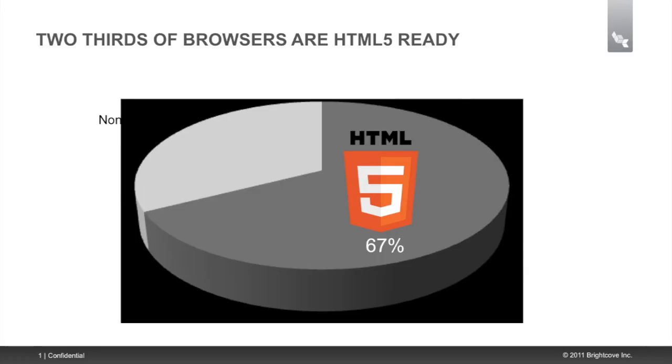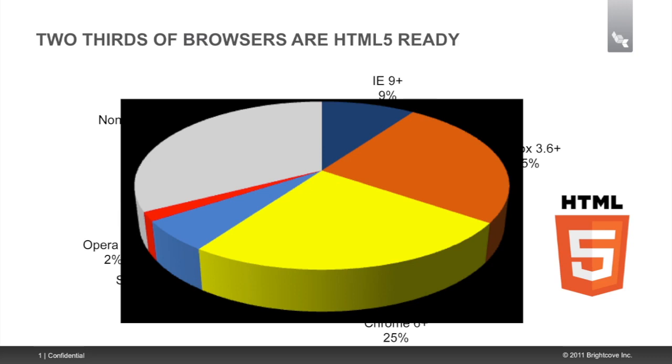So today, 2/3 of the browsers on the internet actually have HTML5 support. So what are these browsers? If we take a look, you'll see that IE9 Plus started HTML5 support. You'll have Firefox 3.6 Plus, Chrome 6 Plus, Safari 4 Plus, and Opera 10 Plus. So these are the browsers that currently support HTML5 video. Although what you'll see moving forward is that none of them support it in the same way. So that's one interesting thing.